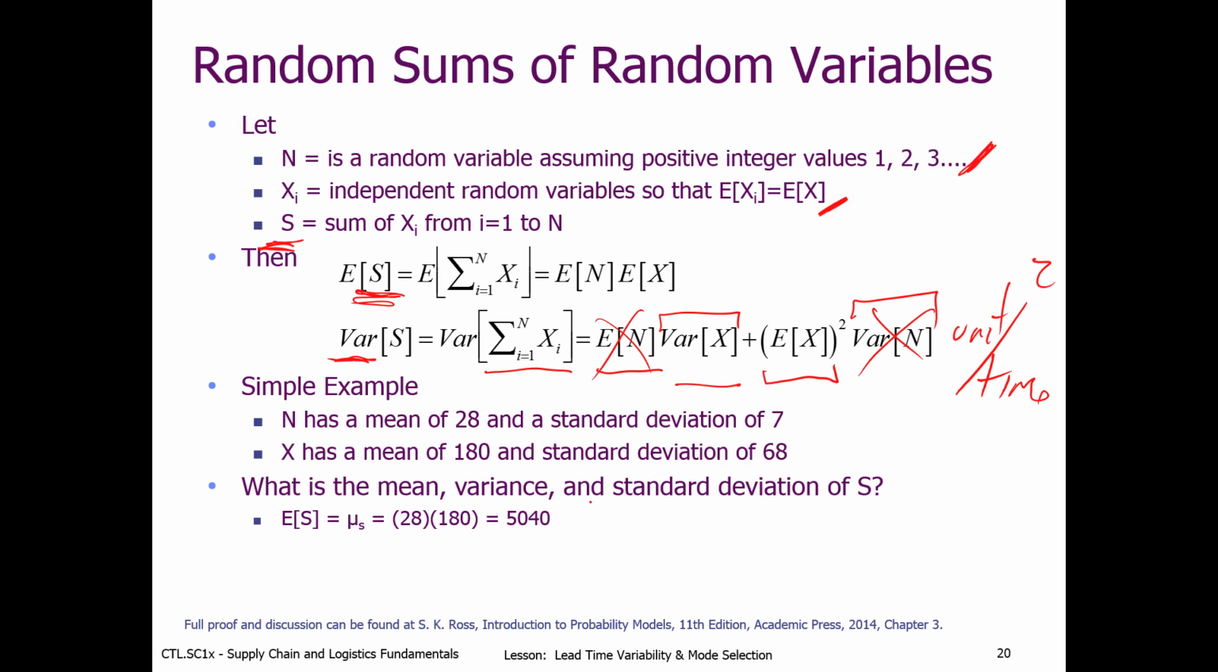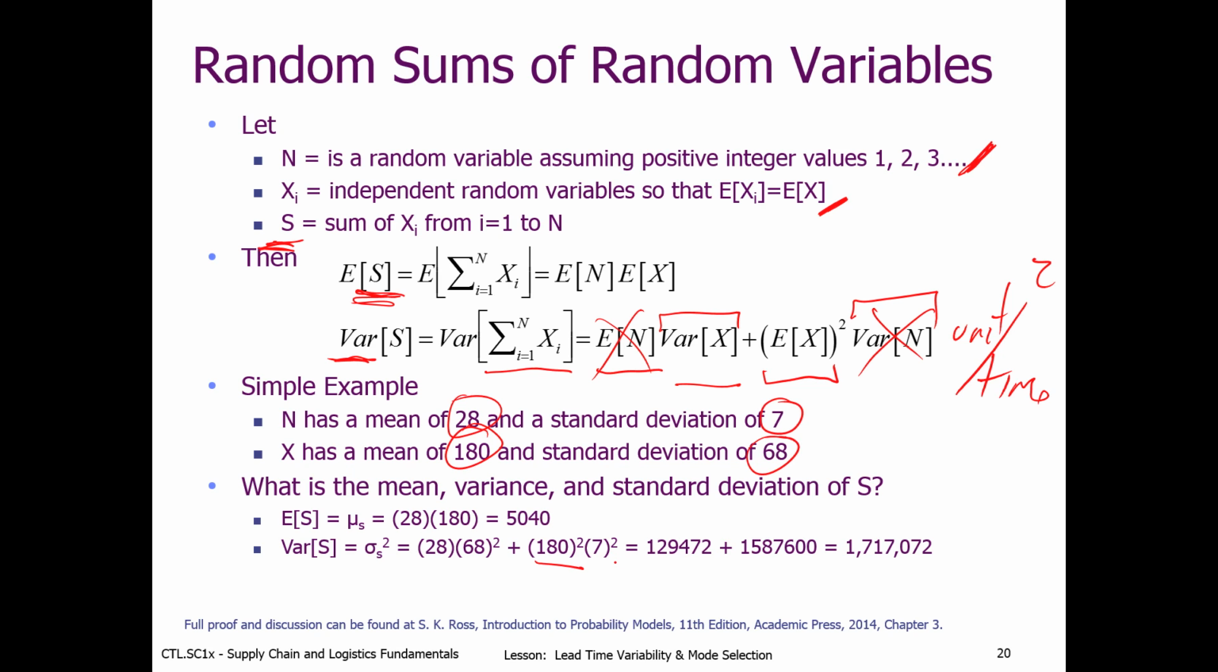But now we want to look and say, okay, what about the variance of this? If I look at the variance, I'm just going to use that same formula, and it's going to be equal to the expected value of n, the 28, times the variance of the x, which is just 68, the standard deviation squared, plus the mean of the x squared times the variance of the n, which is 7 squared. And that'll come out to 1.717 million. Take the square root of that to get the standard deviation of 1310.